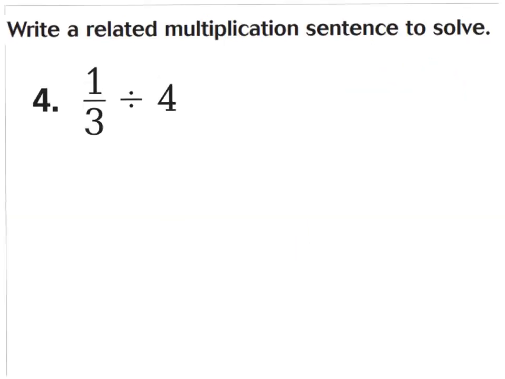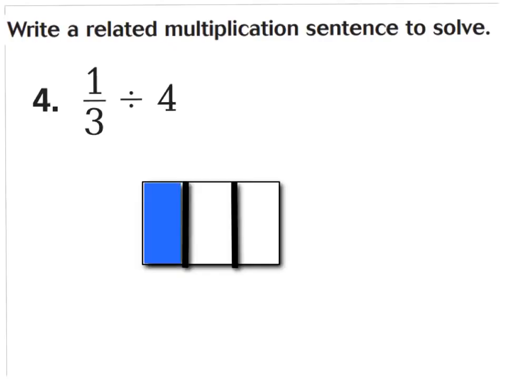So for number 4, the question says 1/3 divided by 4. So we're going to look at what is 1/3 of a whole divided into 4 parts. It would look like this model. We would have 1/3, just like this picture, and then we're going to divide this 1/3 into 4 parts. I'm going to do my best and draw 3 lines going across to show 4 different parts. So do you see how we had this 1/3 and we're dividing it into 4 parts? 1, 2, 3, 4.